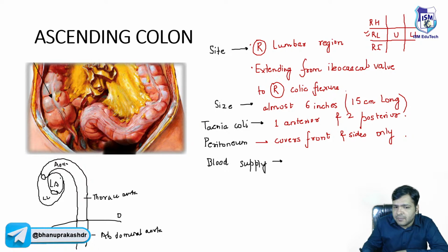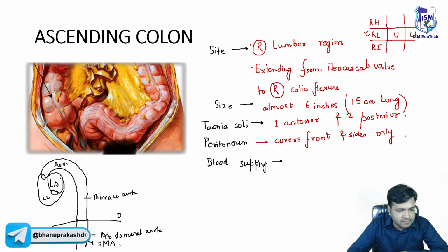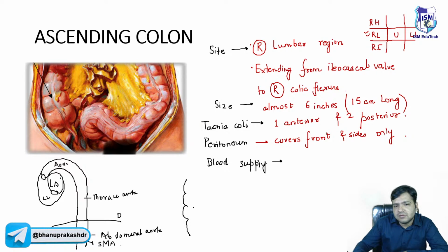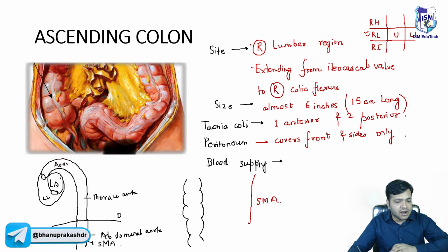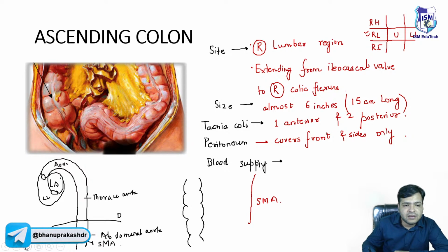The abdominal aorta gives 3 ventral branches, out of which one is the superior mesenteric artery. For example, this is the ascending colon. If this is the superior mesenteric artery, very good, it is the right colic artery. From the superior mesenteric artery you will have one branch, called the right colic artery.